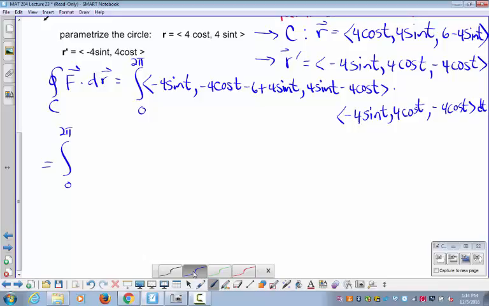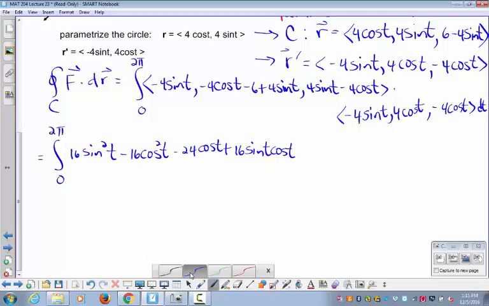Okay, so we end up with 16 sine squared plus 16 cosine squared. There's going to be some simplification for sure, so we like that right off the bat. So plus 16. Oh, wait, that's minus, though. That's minus 16 cosine squared. Oh, I think that is way too big. So negative 16 cosine squared t, minus 24 cosine of t, plus 16 sine cosine, and then minus 16 sine cosine. There's our plus 16 cosine squared. Knew it had to be there somewhere.